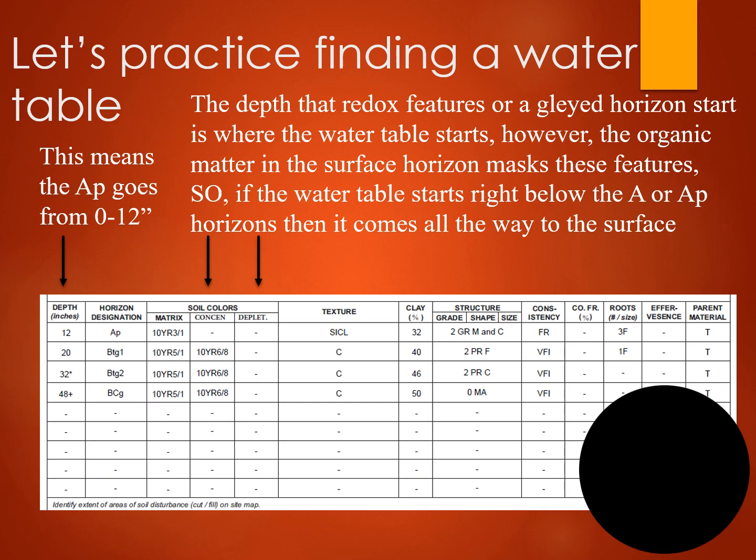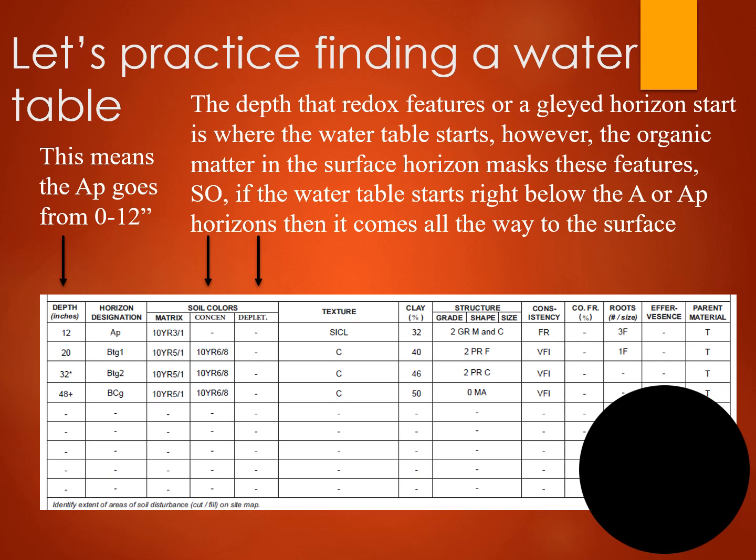So what that means is that the AP horizon goes from 0 to 12, and then the BTG horizon goes from 12 to 20, and then the BTG2 horizon goes from 20 to 32. So if I were to have done this description, which I did, we would say that one, we have a Glade horizon because of this G, and we have a Glade color here, 10YR 5/1. So where does the BTG1 horizon go from?